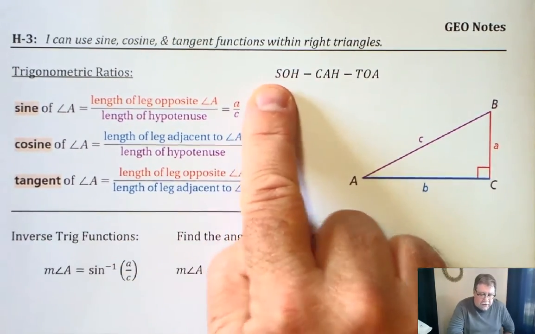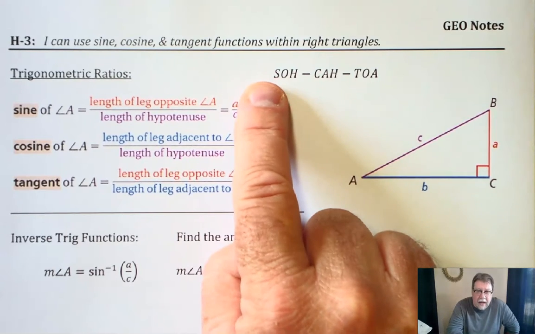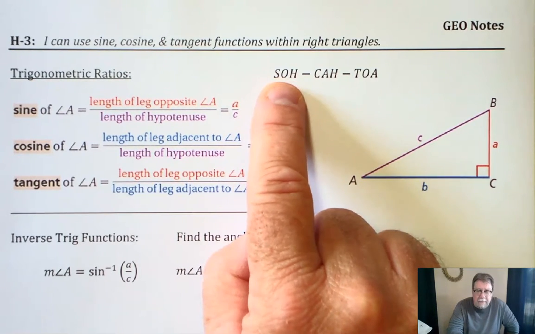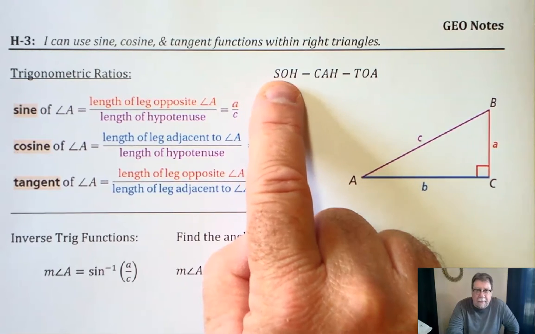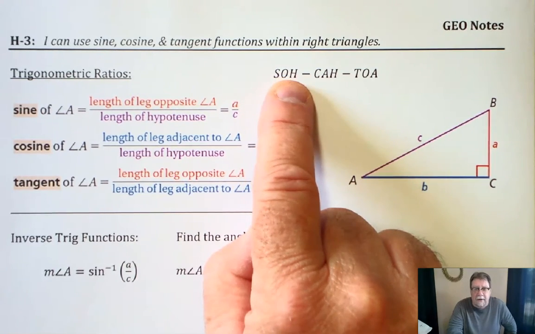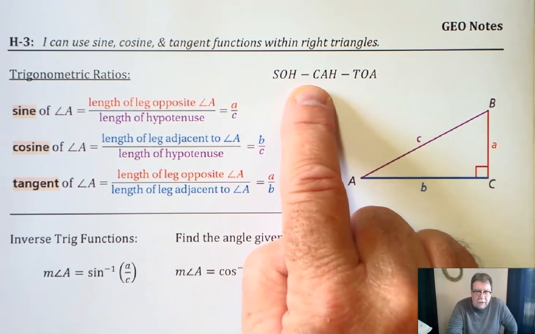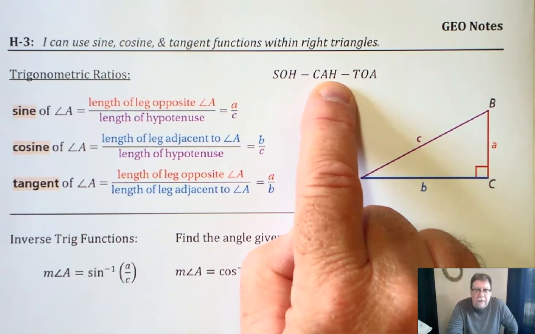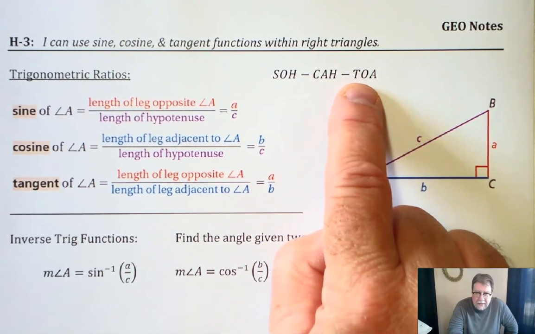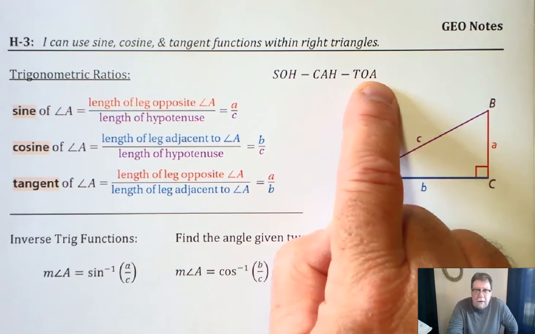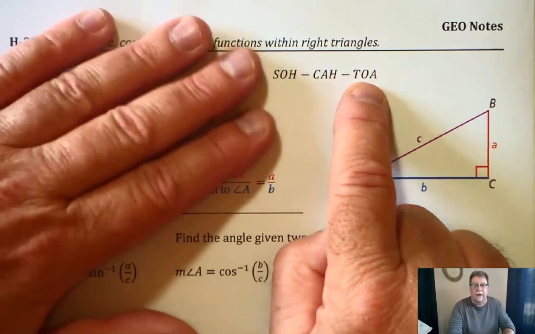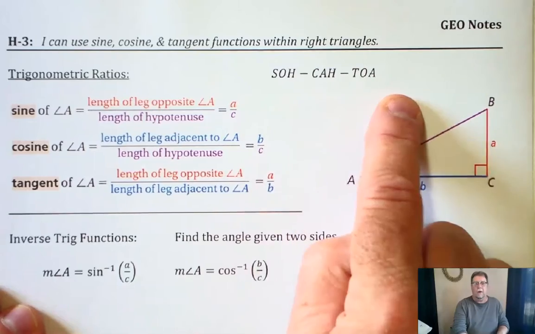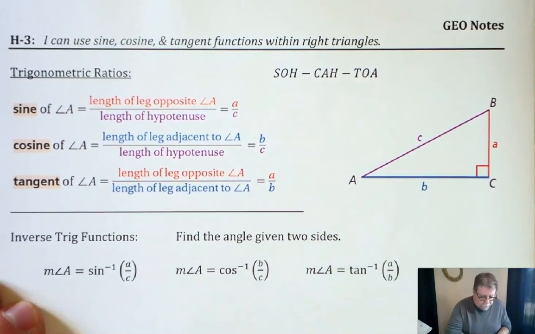Now, let's take a look at this. If you look at the letters, this stands for sine opposite hypotenuse. So this means the sine equals the opposite side over the hypotenuse. This means cosine equals the adjacent side over the hypotenuse. And this means tangent equals opposite over adjacent. And there it is. SOHCAHTOA basically tells me all of this information in one little mnemonic phrase.